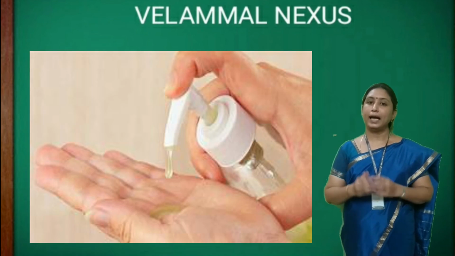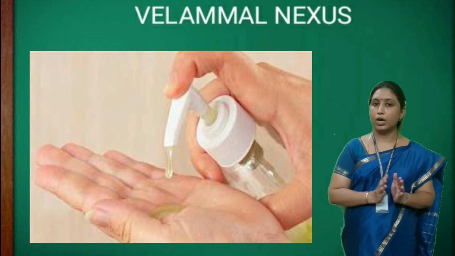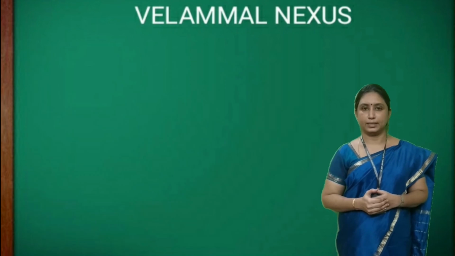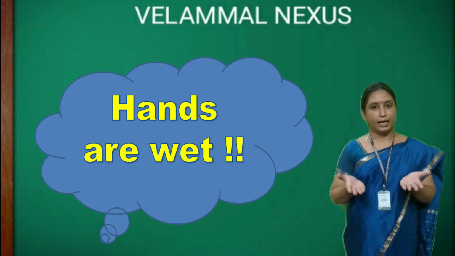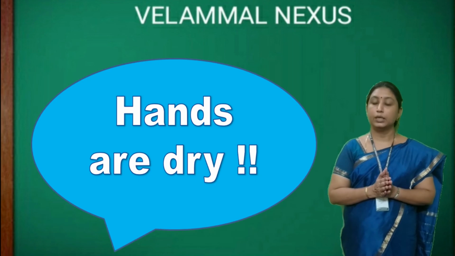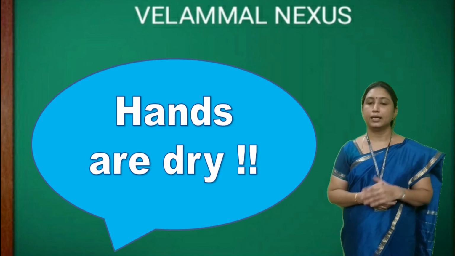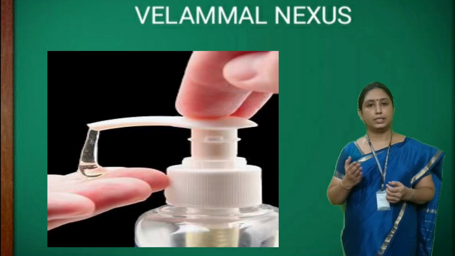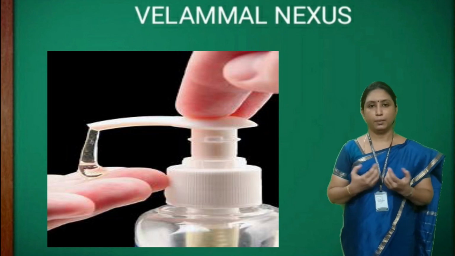Now, apply hand sanitizer on your hands and rub gently. Children, now observe what happens immediately and after few minutes. The moment we apply hand sanitizer, we feel our hands are wet. After rubbing gently for few minutes, we feel our hands are dry. How it happens? It is because of evaporation. The sanitizer, which is in liquid state, changes into vapor by absorbing our body heat.